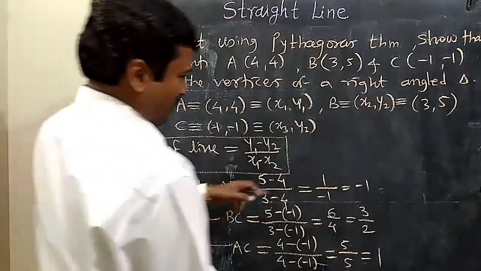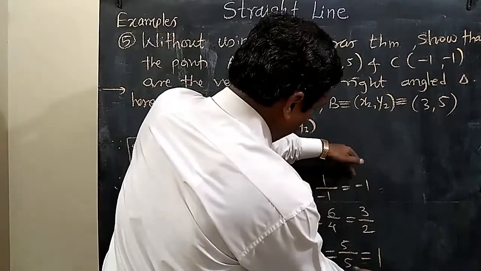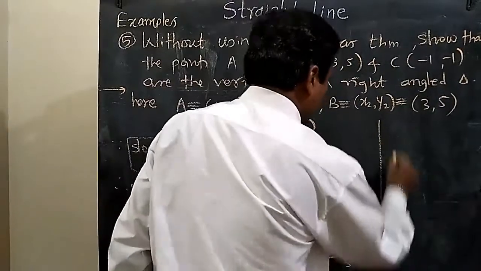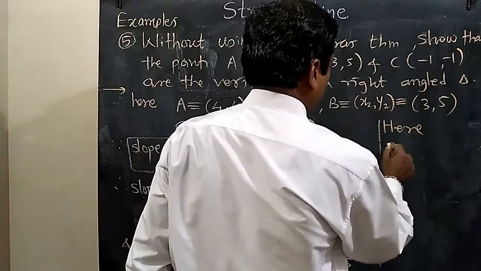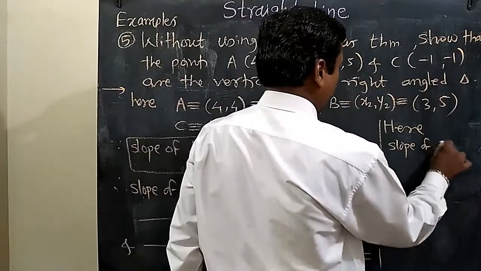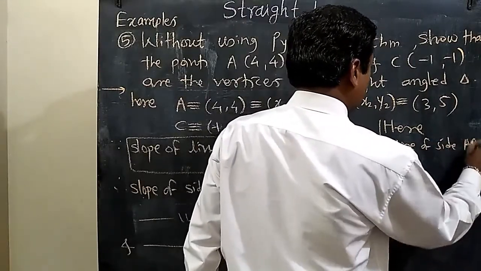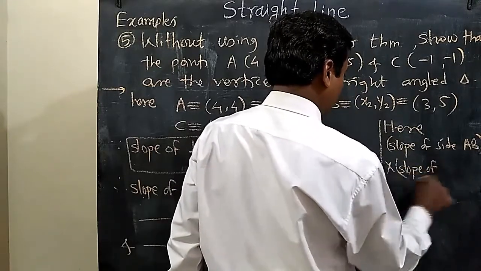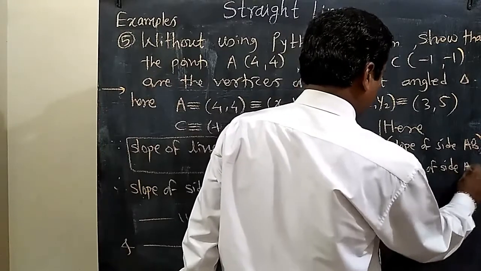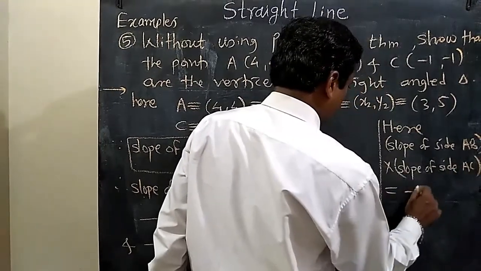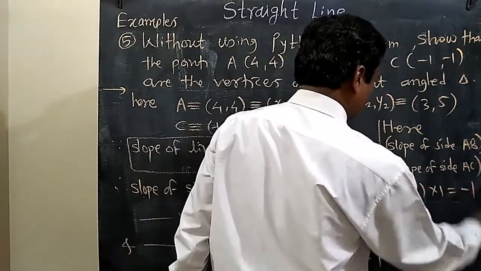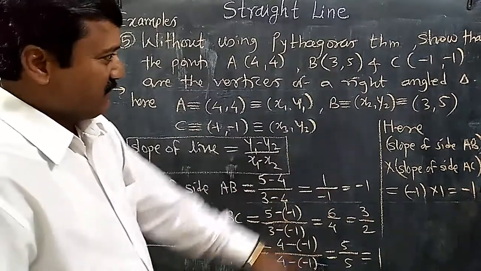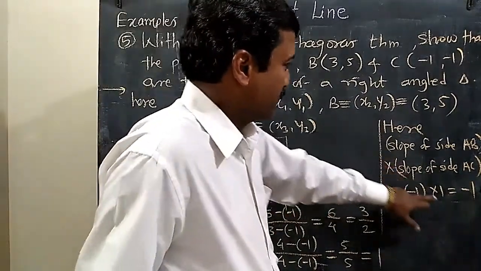If you observe the slopes, then if you take the product of slopes of lines AB and AC, their product will be -1. So here, slope of line or side AB into slope of side AC is equal to -1 into 1, that is -1. Here for the sides AB and AC, their product of slopes is -1.